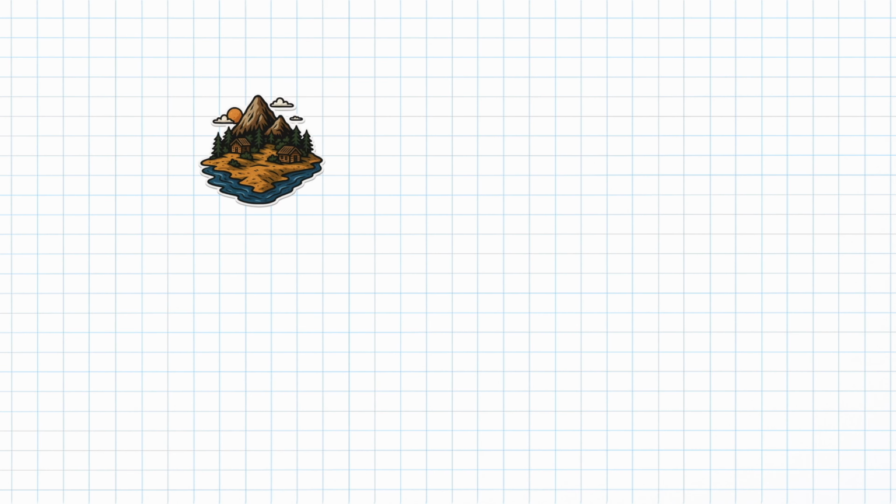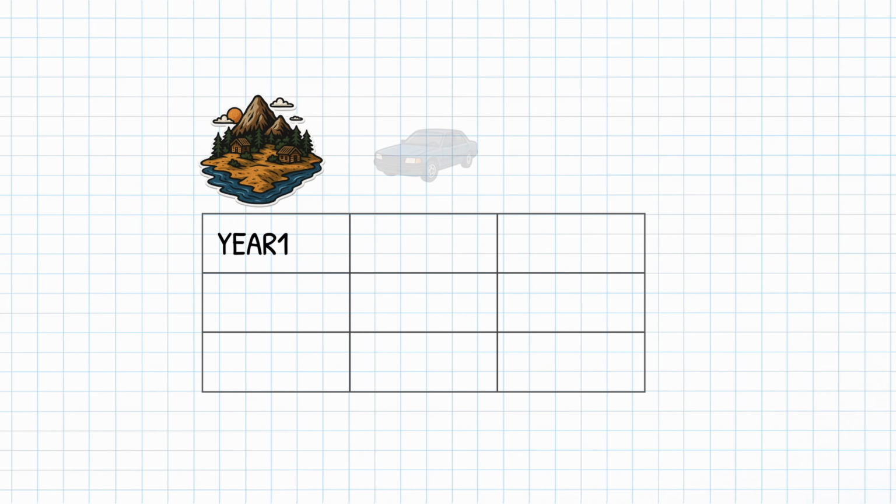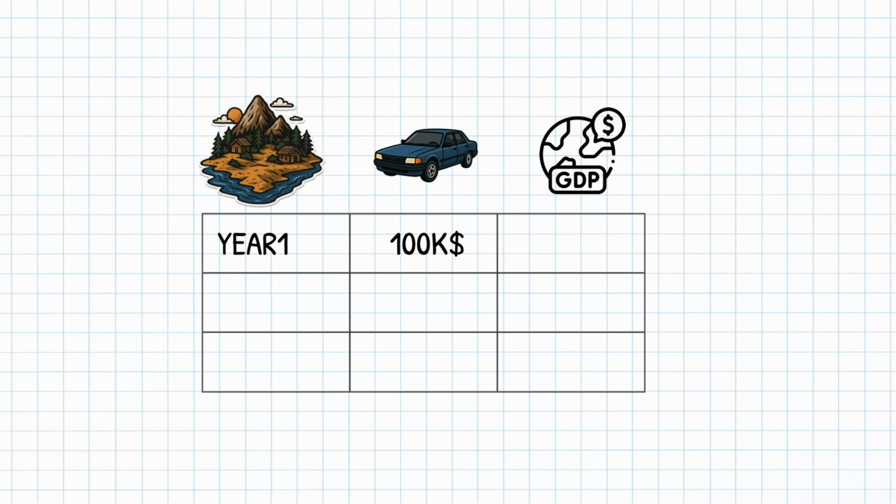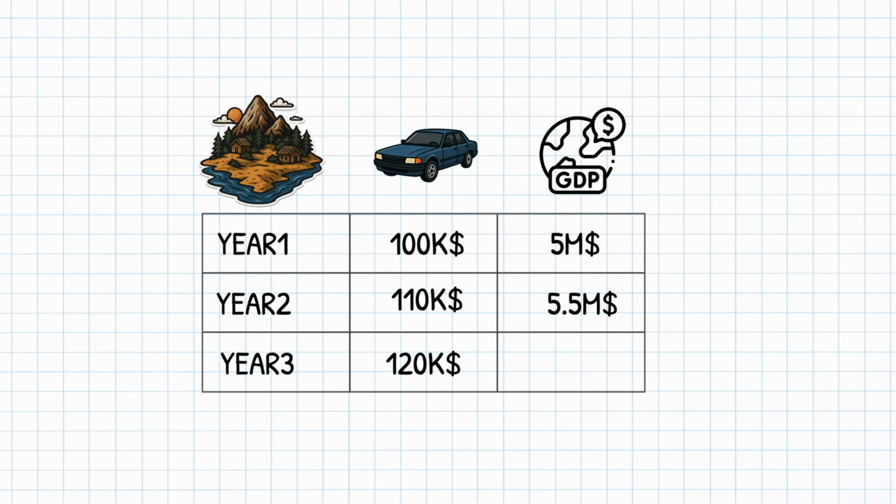In our X Island example, in year 1, one car costs $100,000, which makes the total GDP $5 million. In year 2, one car costs $110,000 due to inflation, which makes the total GDP $5.5 million. In year 3, one car costs $120,000, resulting in a total GDP of $6 million.